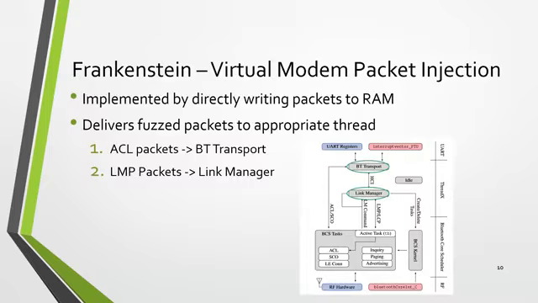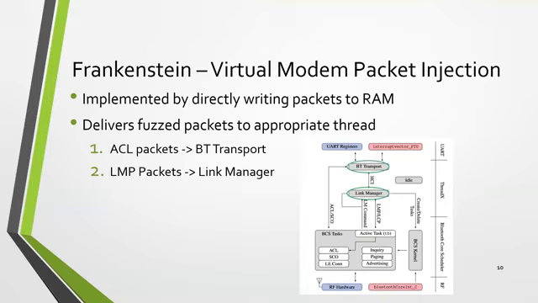So, you might be wondering how fuzz packets are actually sent. Well, the authors of Frankenstein create a virtual modem by adding hooks that allow them to inject packets directly into the firmware. And this virtual modem makes fuzzing more efficient and controlled because instead of relying on physical hardware transmission, it directly writes packets to RAM using a technique called direct memory access, or DMA.